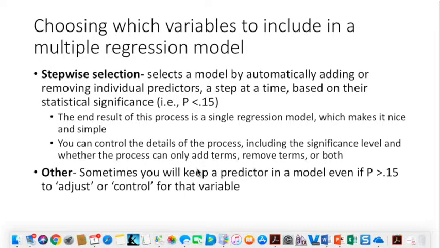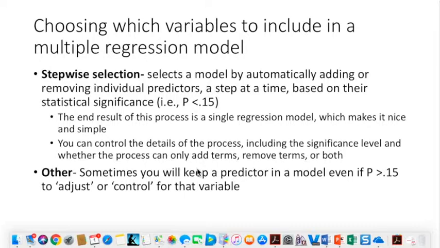And so that helps you develop the model that you're trying to predict, and you make it very parsimonious, so that you just have enough variables in there to predict the outcome. You also can control the details of this process, including what criteria you use for including variables within the model, and you can add or remove things. Sometimes it's like a bad Sudoku puzzle. And sometimes you may even keep variables in a model because you want to adjust or control for them, even if they had a p-value greater than 0.15.